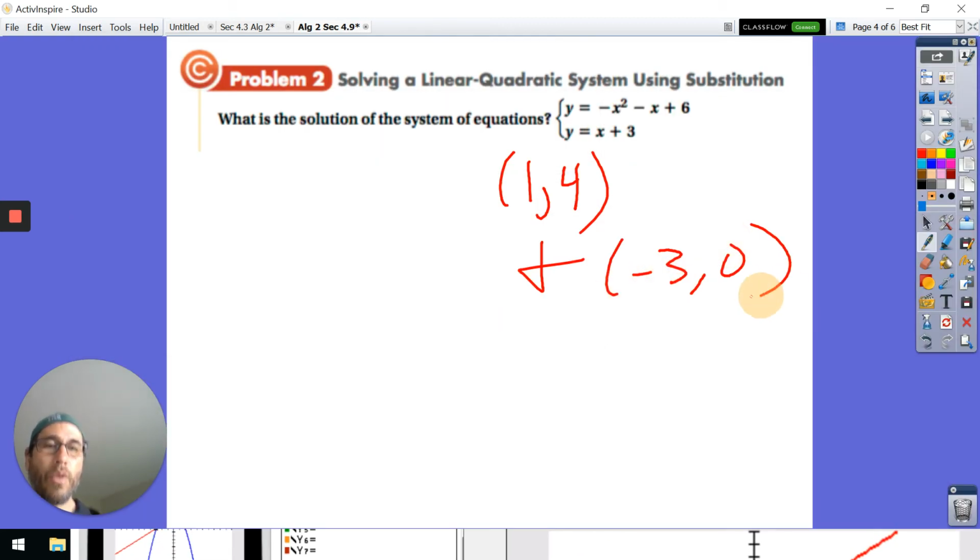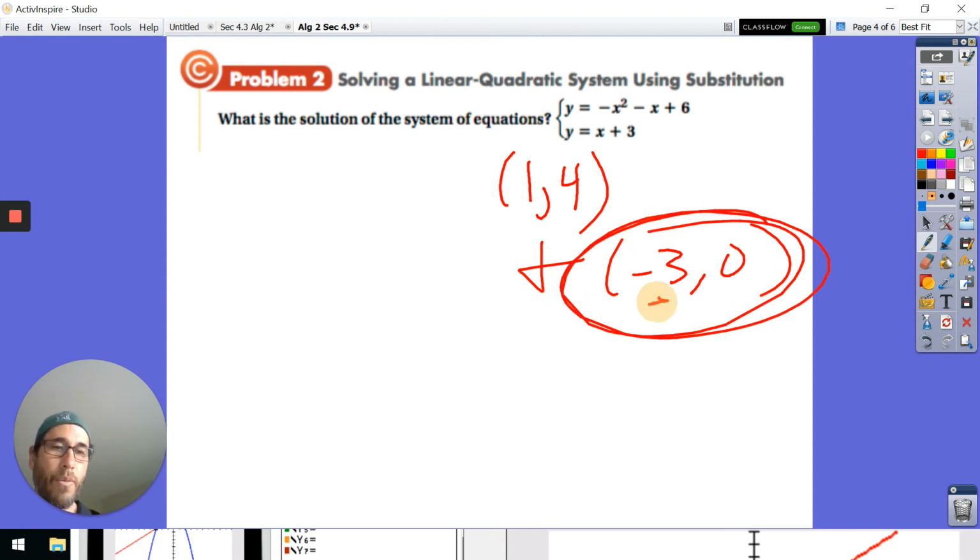And remember, we want to know what that means. What that means is if you put a negative 3 in there for those x's, you get a 0. If you plug a 1 in there for those x's, you get a 4. Kind of cool if you ask me.